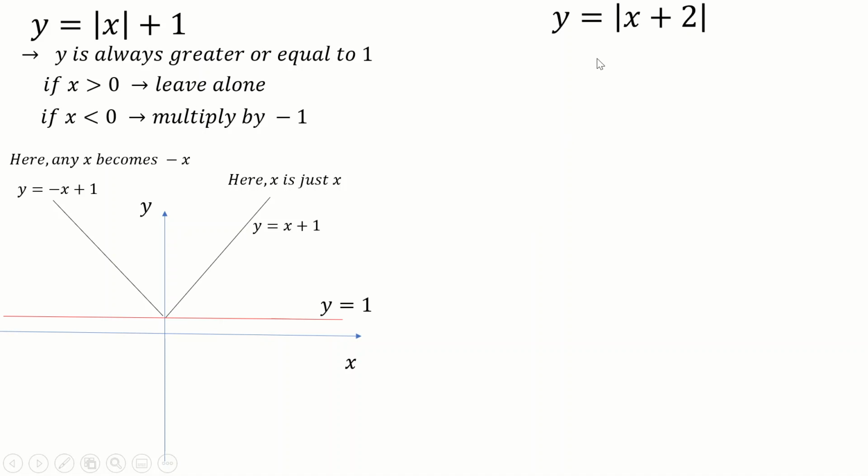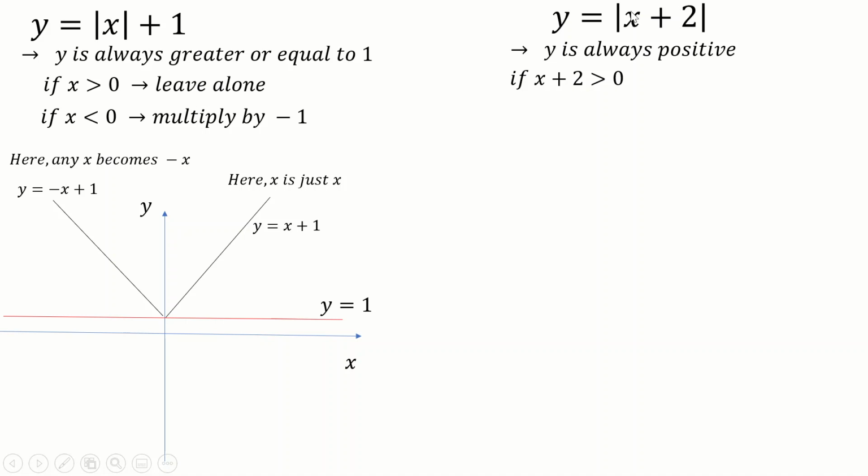Okay, what about this one? The first thing I can say is that y is always positive, because this is always positive, which means if I have my sketch, I'm not going to be drawing anything down here. It's only going to be up here. Now, what I need to say is, if x plus 2 is greater than 0, and the reason I'm taking x plus 2 and not just x is because I'm looking at the entire thing within the mod function.